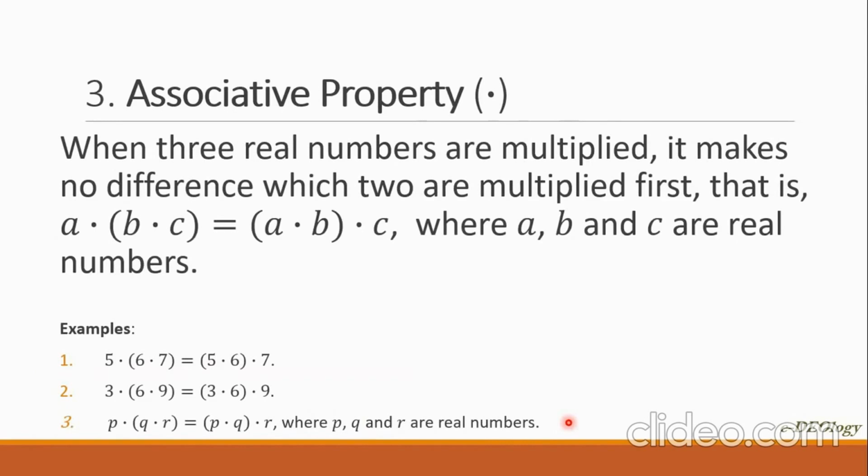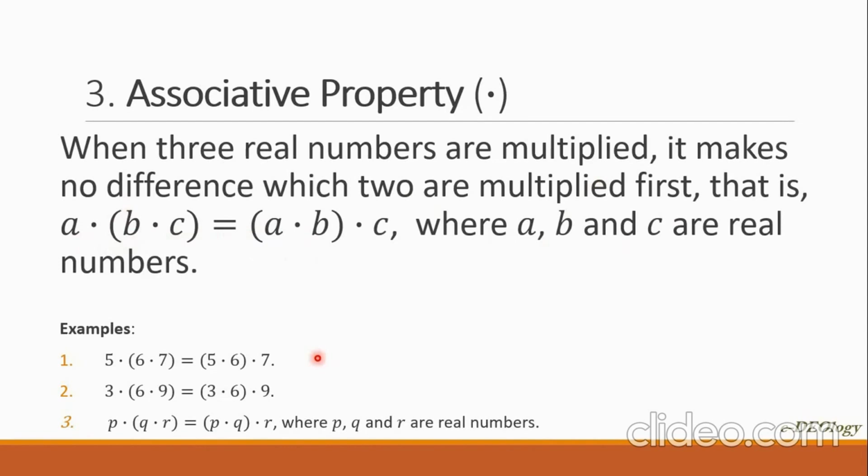The third property under multiplication is associative property. It says when there are three real numbers to be multiplied, it makes no difference which two are multiplied first. Showing by equation, this is A multiplied by the group of B times C will be equal to the product of A times B first. After taking the product, we multiply to the C, where A, B, and C are all real numbers.